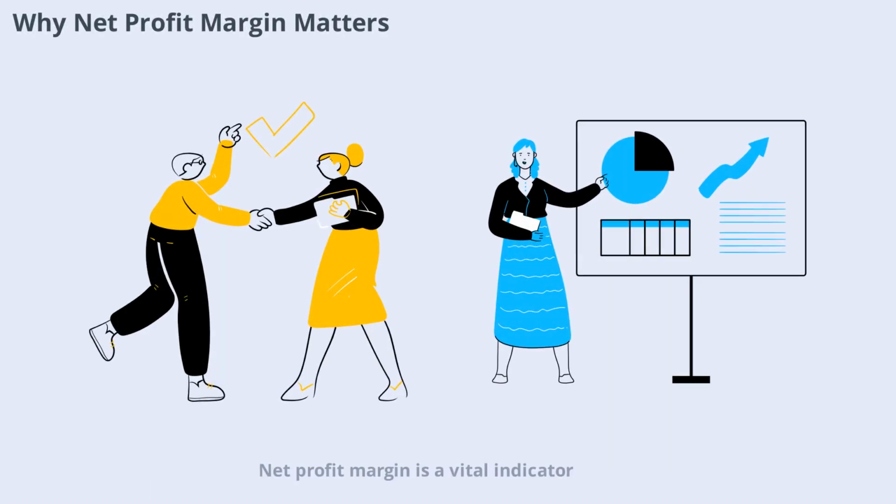Net profit margin is a vital indicator of a company's overall profitability and financial health. It shows how much profit a company generates from its total revenue after all expenses are paid. Investors use this ratio to compare companies across different industries and to evaluate management's effectiveness. A consistently high net profit margin suggests strong business fundamentals, while a declining margin may signal trouble ahead.